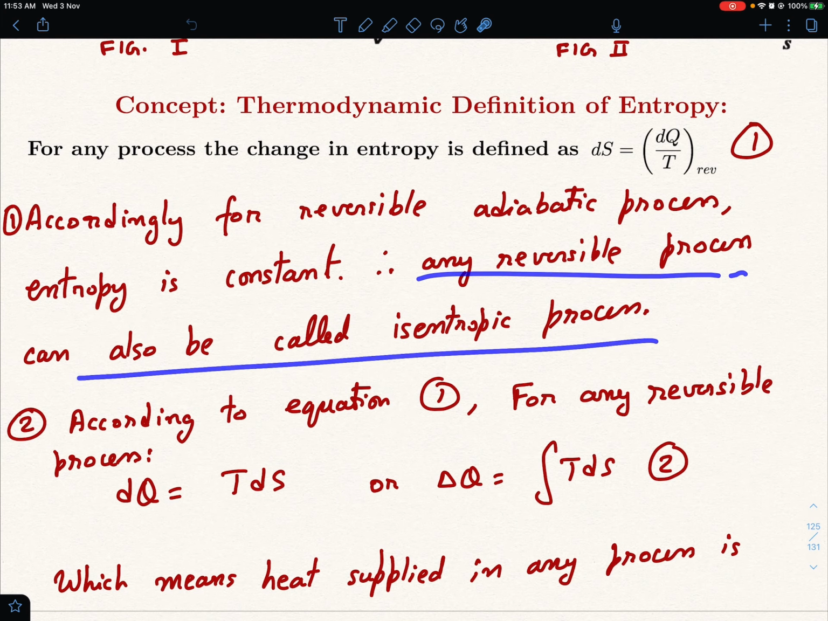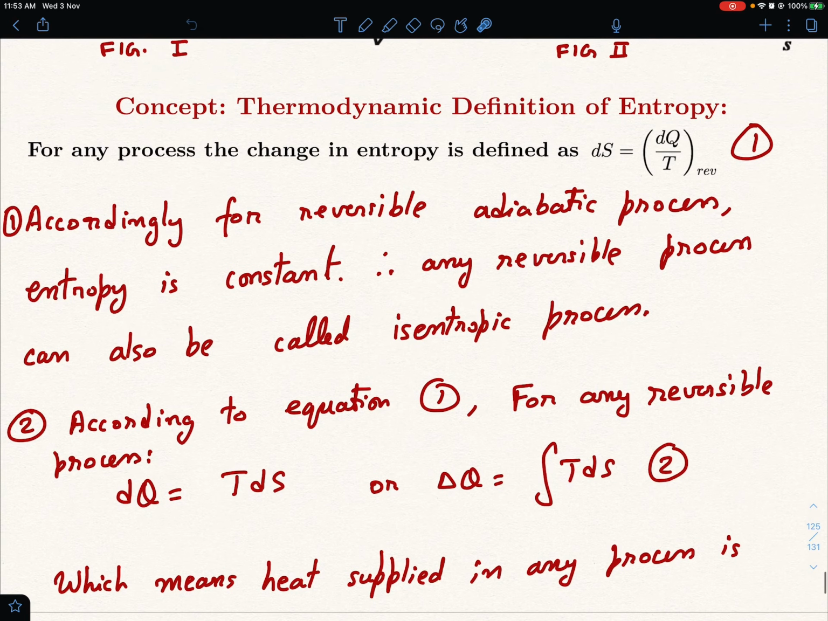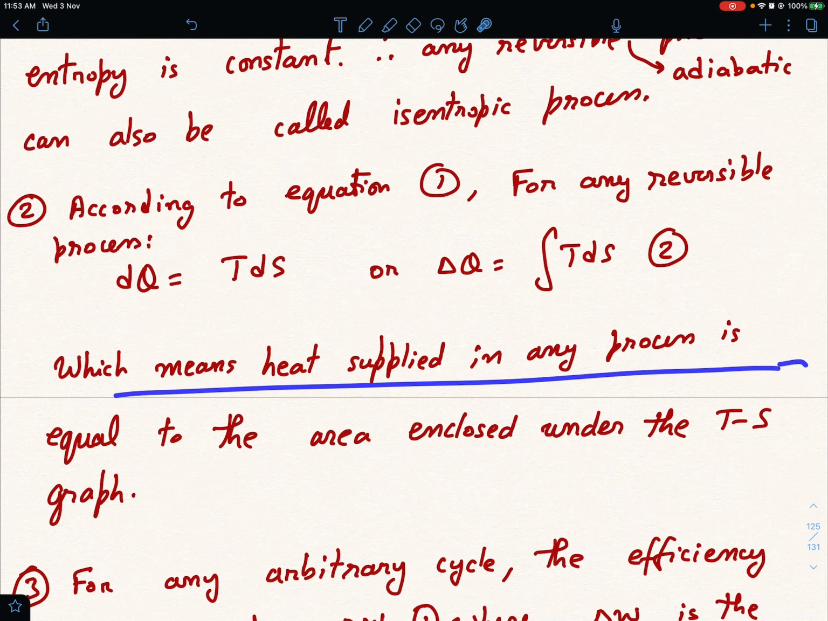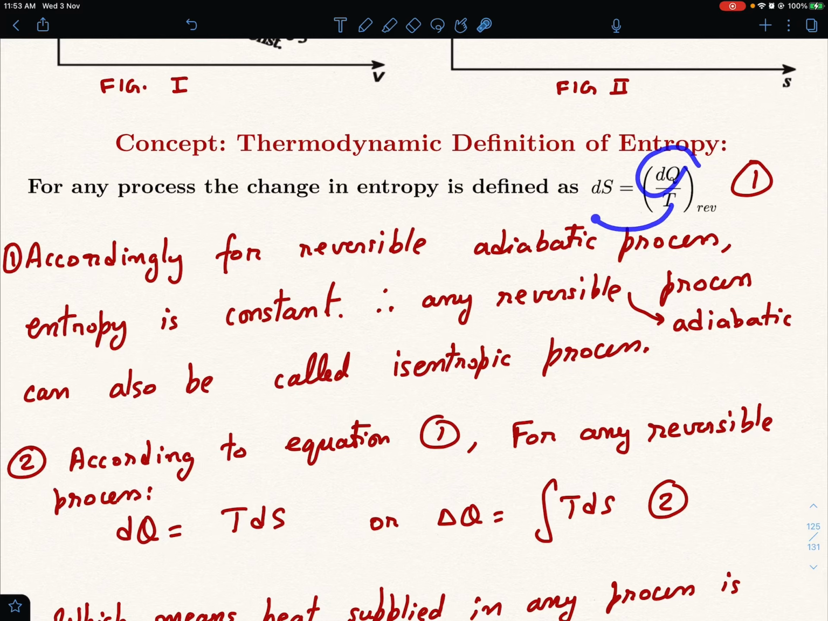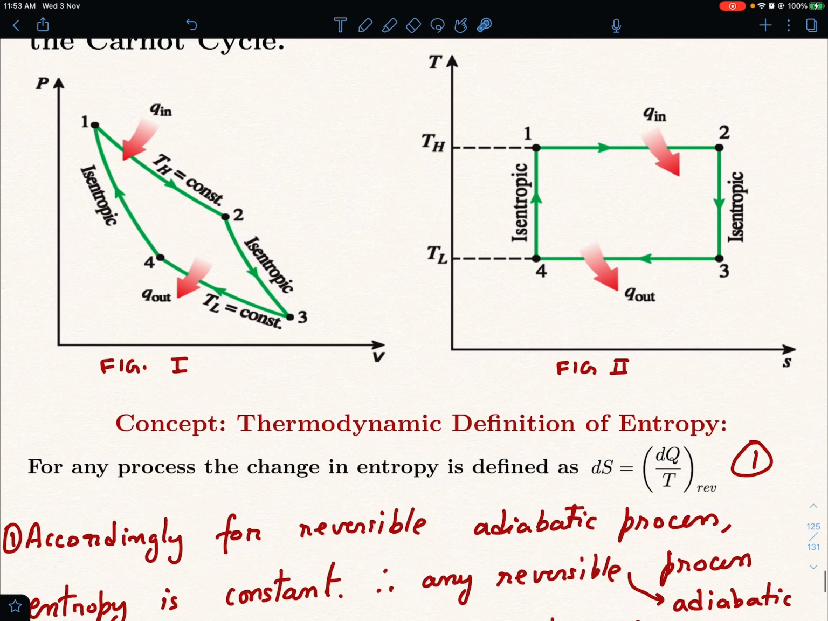So any reversible adiabatic process is an isentropic process. I should have called it reversible adiabatic, so I'll just add the word adiabatic. Accordingly, according to equation 1, for any reversible process dQ = T dS, so Q is the integral of T dS, which means that the heat supplied in any process is equal to the area under the TS graph. If you rearrange the equation, dQ is T dS, and the integral of T dS, by the definition of an integral, means the area under the T versus S graph.